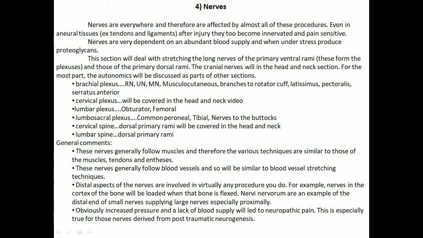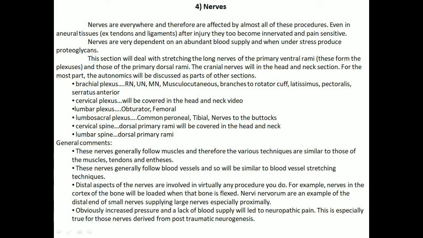Lumbar plexus, we'll be talking about the obturator and femoral nerves. Lumbosacral plexus, we'll be talking about the common peroneal, tibial, and nerves to the buttocks. Cervical spine, the dorsal primary rami will be covered under the head and neck section. Lumbar spine, the dorsal primary rami.